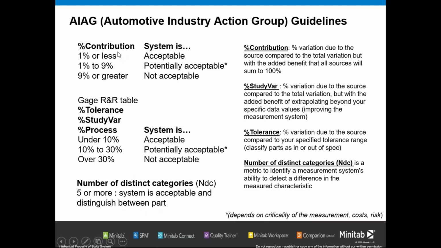So what is the percentage contribution? It is the percentage variation due to the sources compared to the total variation, with the added benefit that the sources sum to 100%. Today I just play around with this guideline, not show you how they calculate the percentage tolerance, the study variation, and the process variation. The AIAG standard or guideline is less than 10% is acceptable, 10 to 30% is potentially acceptable, and over 30% is not acceptable.